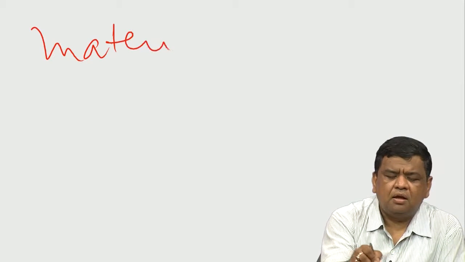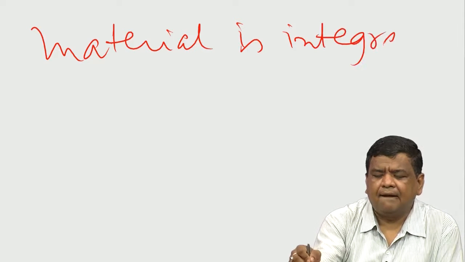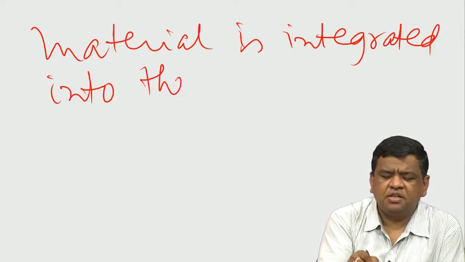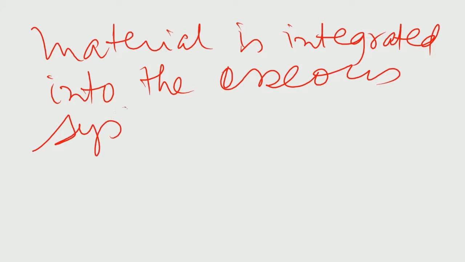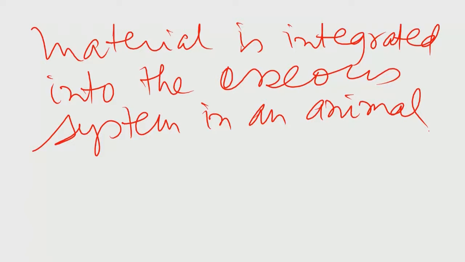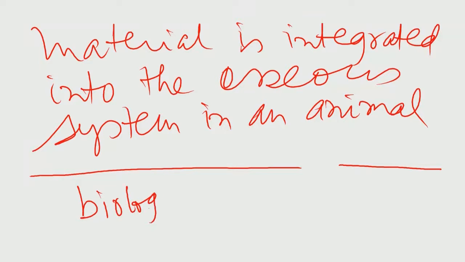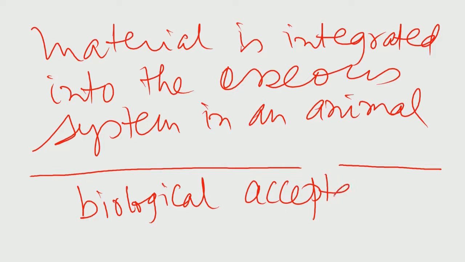Now, once you are doing this animal model testing, the first thing you see is how this material is integrated into the osseous system in an animal. I will formally define this in terms of osseointegration later, but at this point it is important for you to realize that when you put this material in an animal model, you look at how the animal osseous system is taking or accepting the material. One can also explain this in terms of biological acceptance of the material in an animal system. So, this acceptance is important.